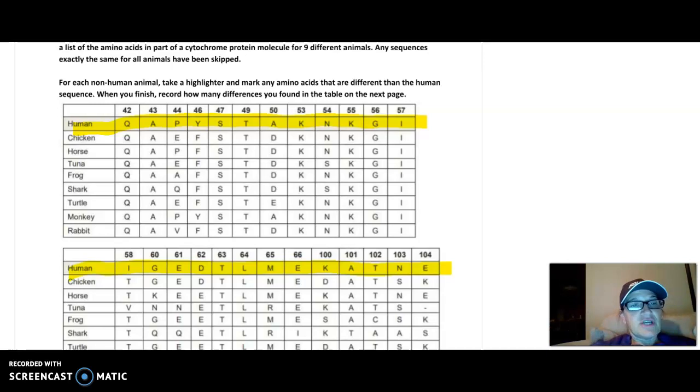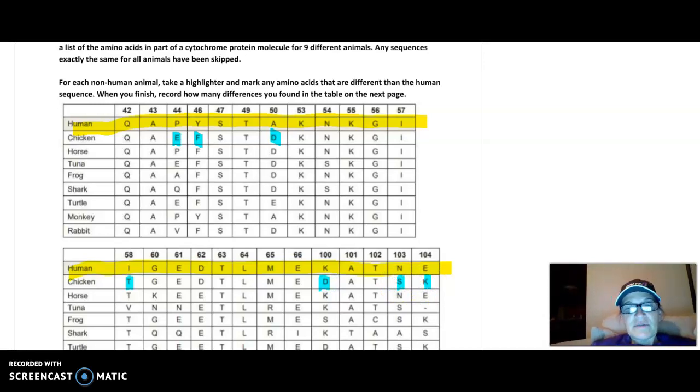And so you go through the chicken and you'll see that Q in chicken at 42 is also Q in human. AA, EP. So there's your first difference. F is different than Y. SS is the same. DNA is different. Those are all the same. Now we'll come down here. The T is different than the I. GG, EE, DD, TT. Here's another difference. AA, TT. Here's a difference. And then here's also another difference.